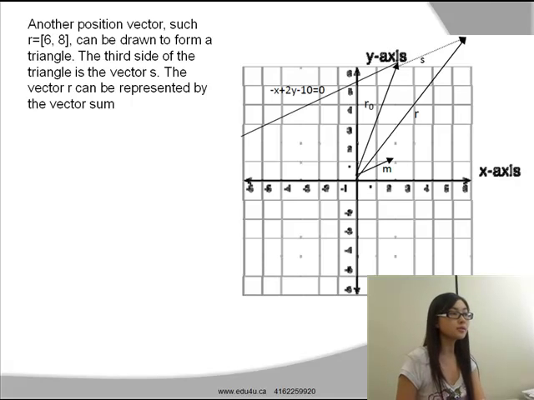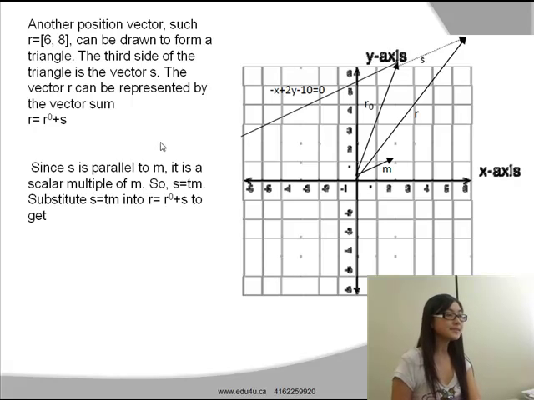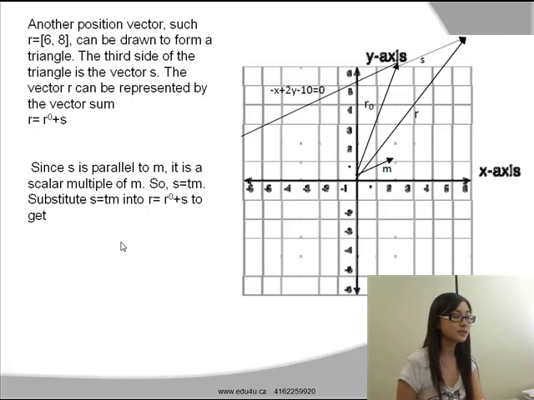Another position vector, such as r of (6, 8), can be drawn to form a triangle. The third side of the triangle is the vector s, and these two lines should actually be connected. The vector r can be represented by the vector sum r is equal to r0 plus s. Since s is parallel to m, it is a scalar multiple of m. So s is equal to t times m. Substitute s equals tm into r equals r0 plus s to get r is equal to r0 plus tm.